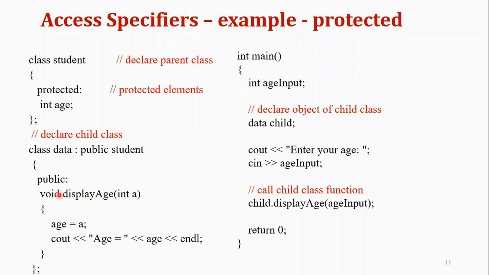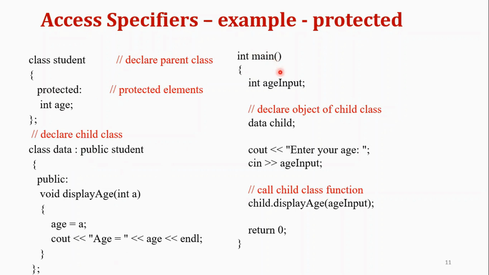Okay. So in the public access mode, display age is a function. It is getting one integer that will be assigned to age. Age is the protected member of student, and while inheriting, this age will be a private member of the data class. Remember, the protected will be converted to private while inheriting like this. Okay, so end of the class.